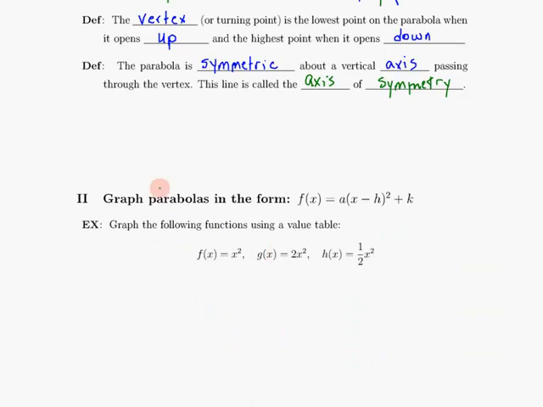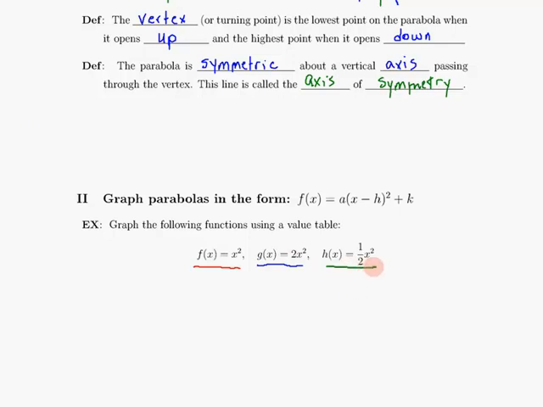I want to demonstrate for you now by actually using value tables so you can see what the shape of the parabola looks like in terms of its points. So let's look at these three different graphs. I'm going to graph this one in red. I'm going to graph the second one here in blue. I'm going to graph the last one in green.